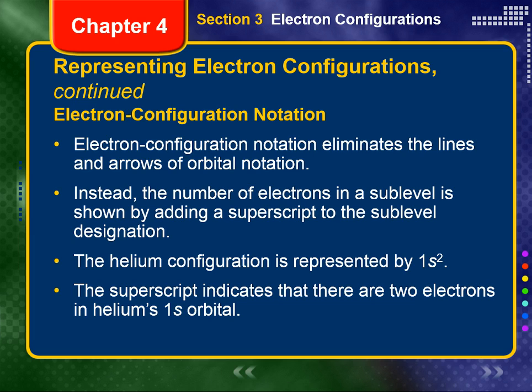Electron configuration notation. Electron configuration notation eliminates the lines and arrows of orbital notation. Instead, the number of electrons in a sublevel is shown by adding a superscript to the sublevel designation. The hydrogen configuration is represented by 1s1. The superscript indicates that one electron is present in hydrogen's 1s orbital. The helium configuration is represented by 1s2. Here, the superscript indicates that there are two electrons in helium's 1s orbital.